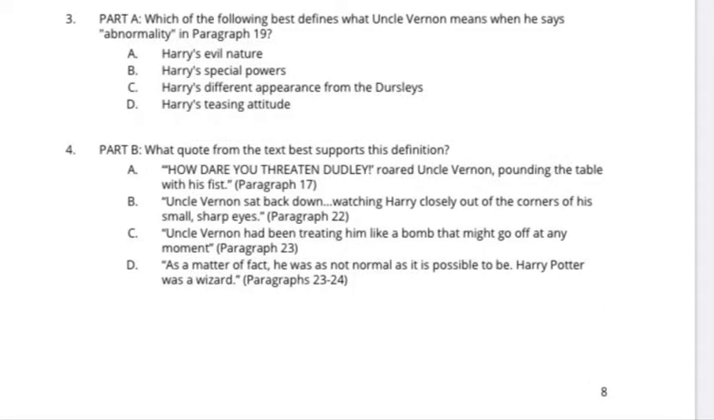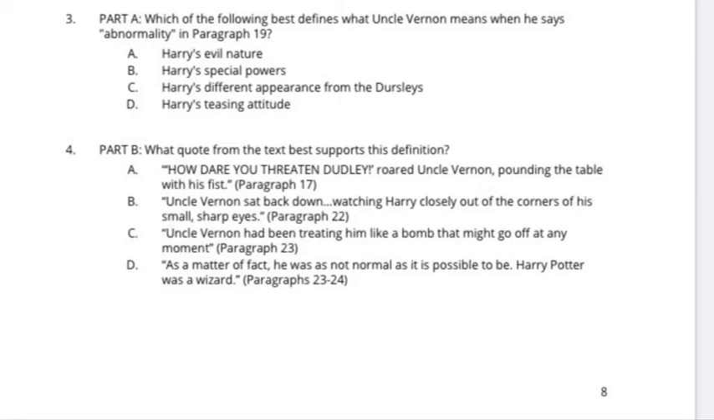Now, if you look at number 3, you can see that it also says part A, and number 4 says part B. So again, these are questions that belong together. Part A, number 3 says, which of the following best defines what Uncle Vernon means when he says abnormality in paragraph 19? So you need to go back to paragraph 19 and look at that paragraph and look around that. What is it that happened, or what is it about Harry that makes Uncle Vernon call him abnormal? Abnormality means something that is not normal. So what is it about Harry that makes him different?